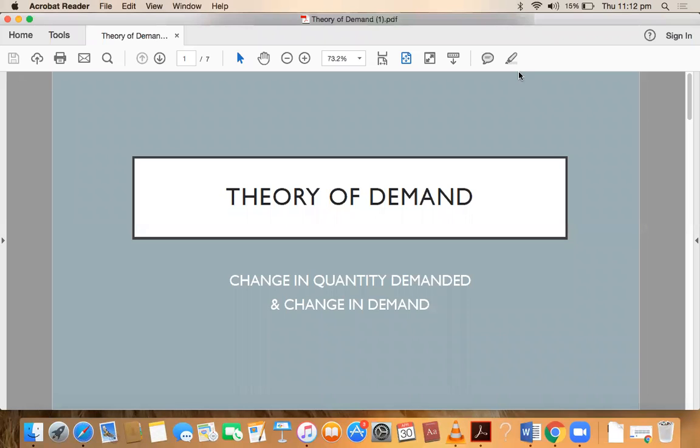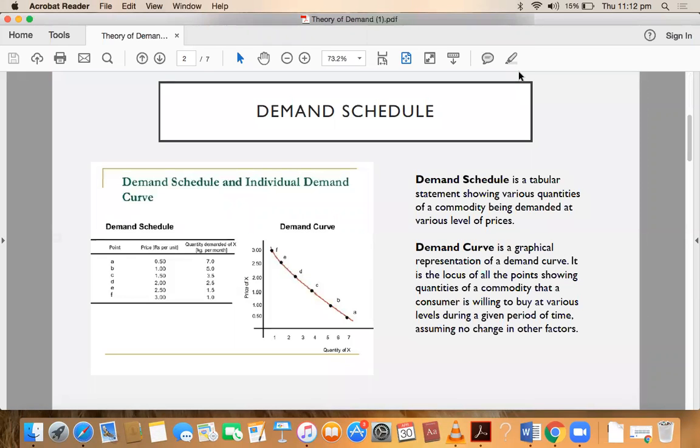Today, we are going to study the demand curve and demand schedule. As you all know, there is an inverse relationship between the price of the commodity and the demand of the commodity. They move in the opposite direction. They are inversely related. And today we are going to study this through demand schedule and demand curve.